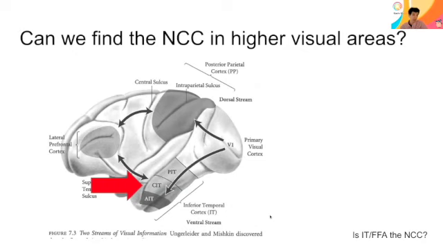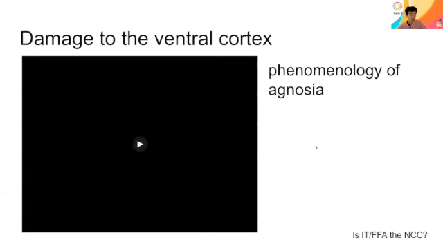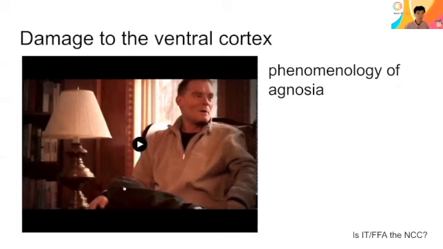And then the question is, can we find the neural correlates of consciousness in these areas? So we first look at the damage to the ventral stream, and what happens to these areas.